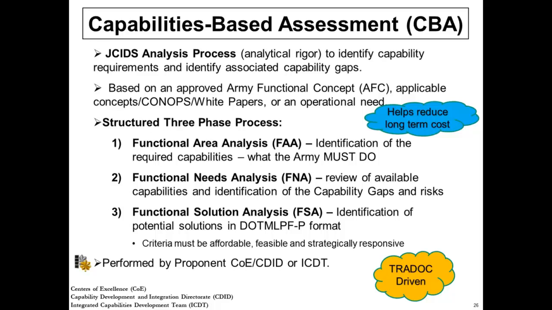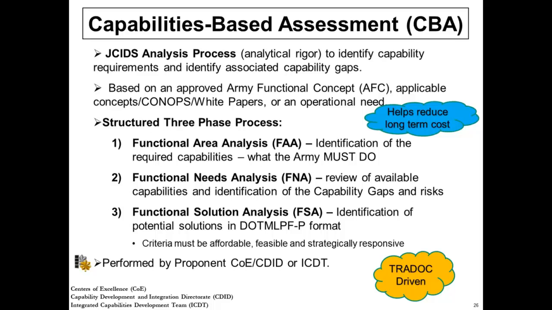Then go into the functional needs analysis, so review available capabilities and the identification of that capability gap and risk. Risk is the big one in the FNA. What is the risk that we are accepting by not having this capability or not servicing that capability gap? And then the functional solution analysis, using the DOTMLPF domains, to be able to say, here is our recommendation for going forward to fill that capability gap to meet that requirement.